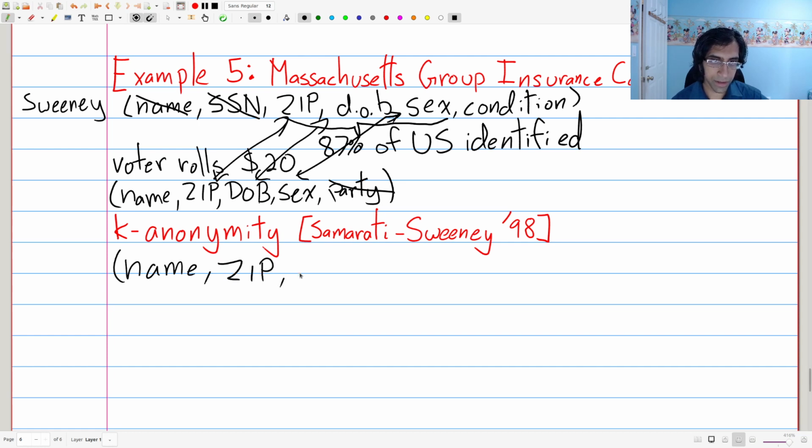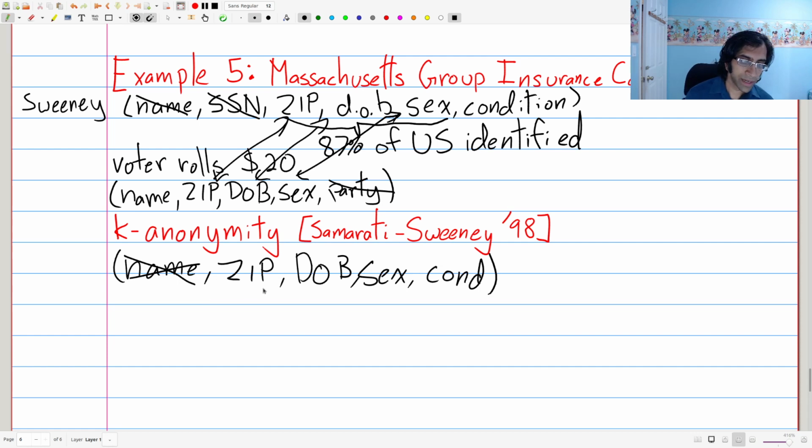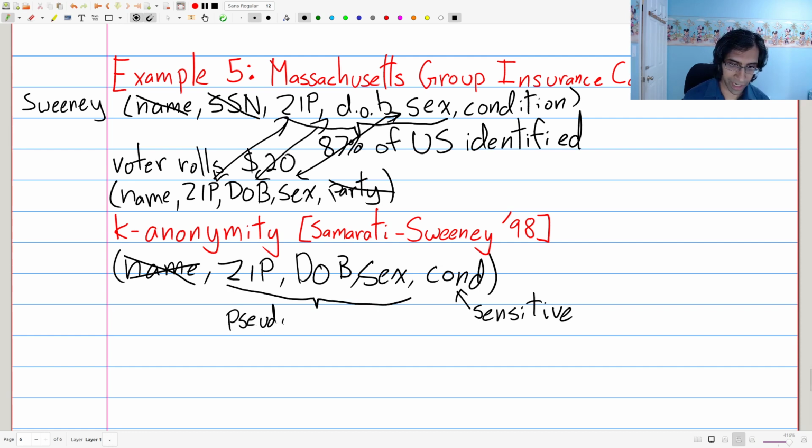So some things are just straight up identifiers. Like name, we're just going to totally remove that from the data set because these are identifiers. They tell you exactly who someone is. Now, some of these columns are going to be sensitive information. For example, this condition is the sensitive information. But everything else here, which is not the sensitive information, but also gives some sort of hint about who the person is, these are going to be called pseudo-identifiers.